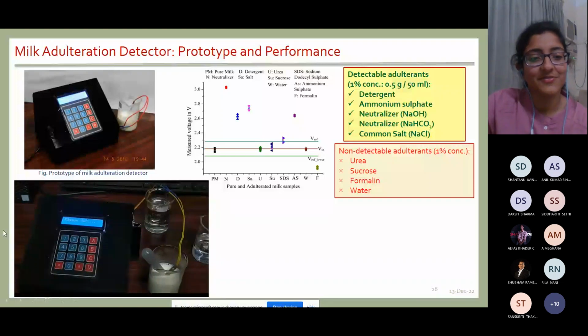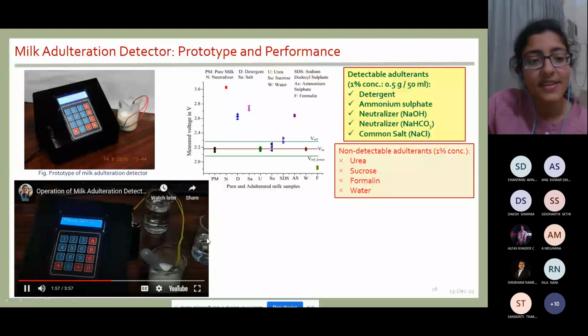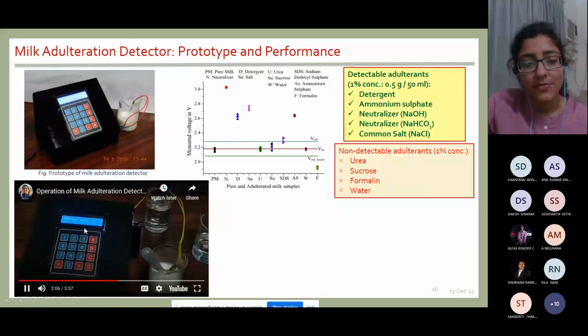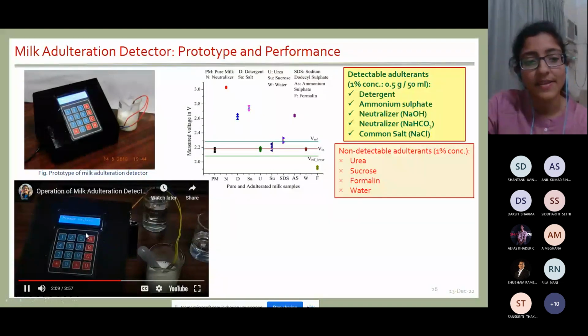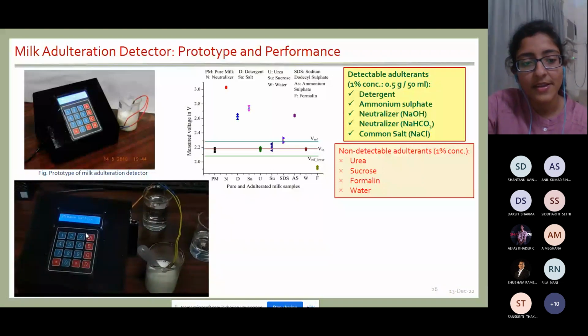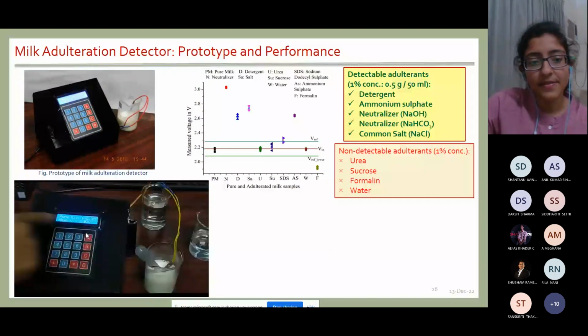Actually, first I took the initial solution and dipped the sensor there and found the calibration, that is, what the voltage is there. After that I kept that sensor in the milk, and it asks whether you want to test. So we just press the button, and it waits for 1 minute, because that was the diffusion time we have set. It is now showing pure milk because we have taken pure milk samples.